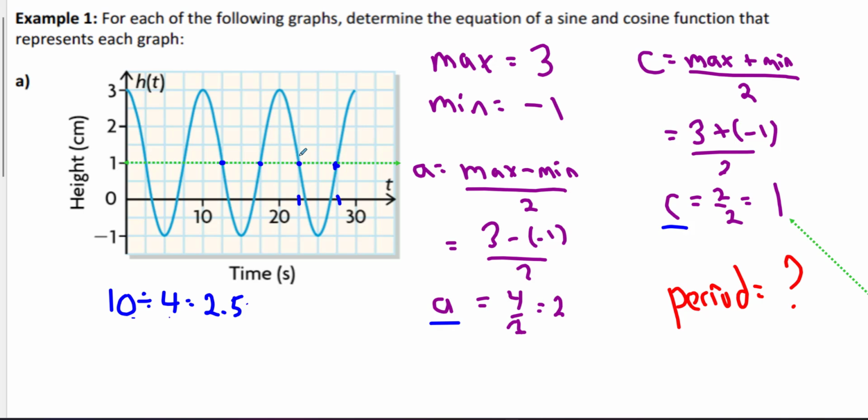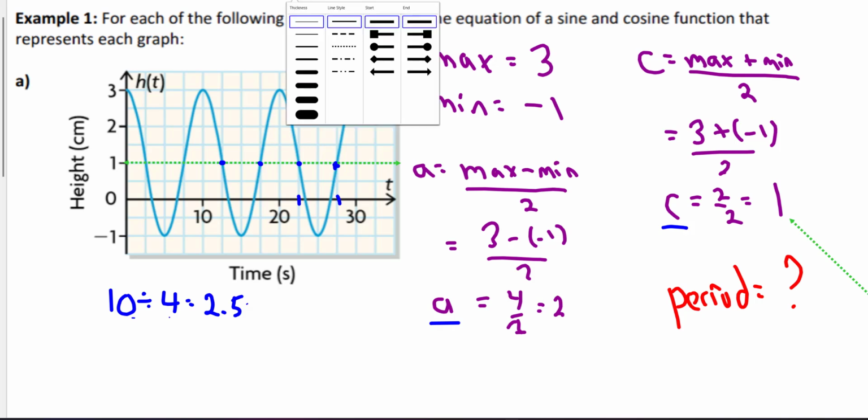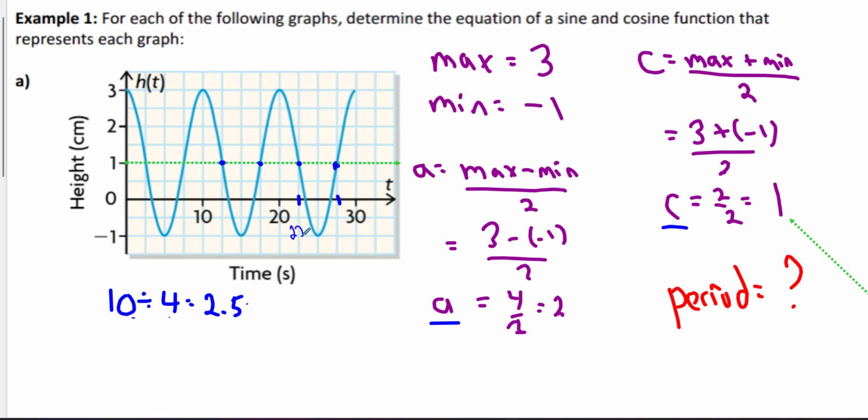Well, I know how much I'm going up by now. I know I'm going up by 2.5. So if this is 20, then this value here is going to be 22.5. Right?